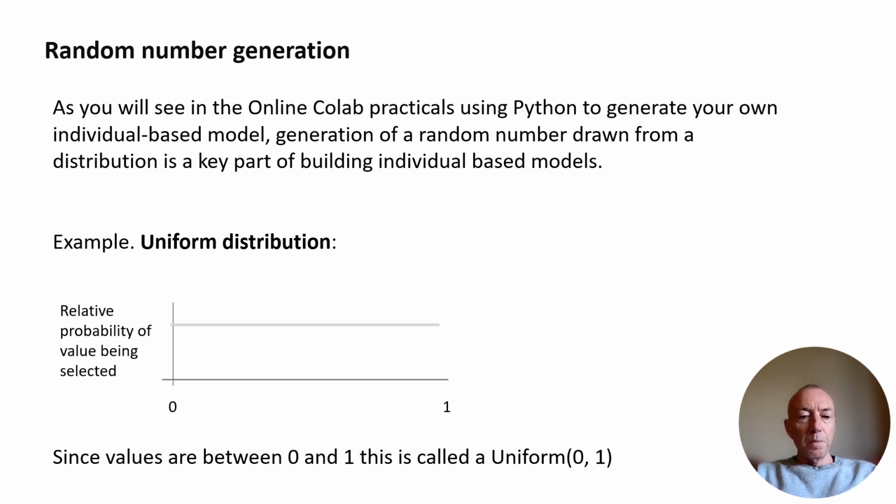So for example, there is a distribution called a uniform distribution, and the figure shows this here. You have values between 0 and 1, so this is a uniform 0-1 distribution, showing that we're considering values between 0 and 1. And then the horizontal line there shows that the probability of each value being selected on our y-axis is the same. So that's what a uniform distribution is. There's an equal probability of each number being selected.